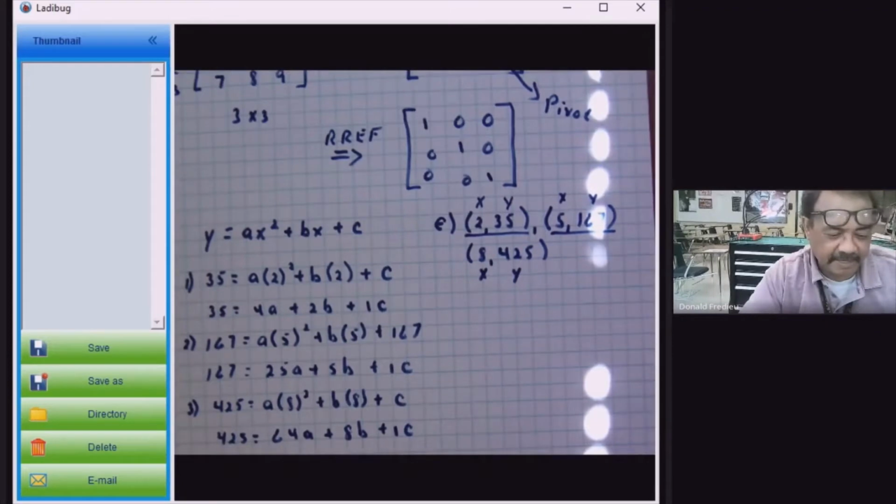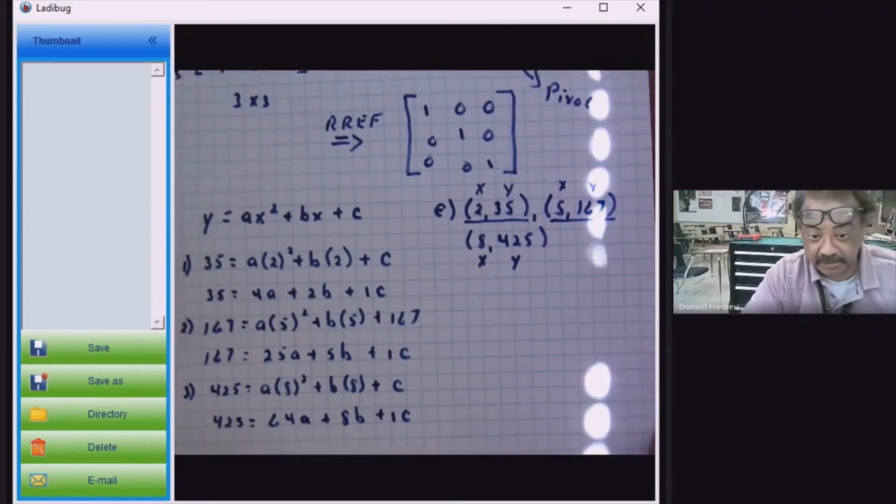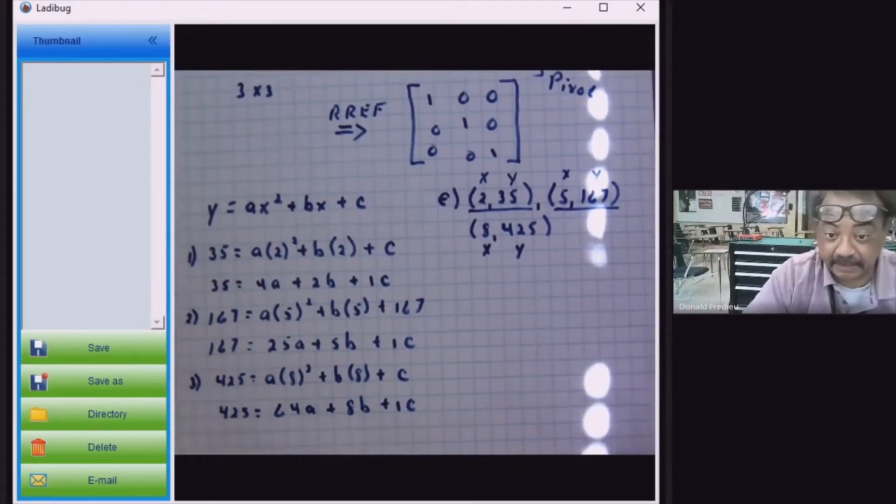Okay. Now, as I said, I'm recording this, so if you're taking notes and you get a little behind, just go back and look at it later. Now let's set this up in a matrix.